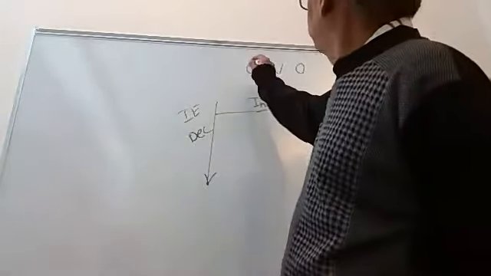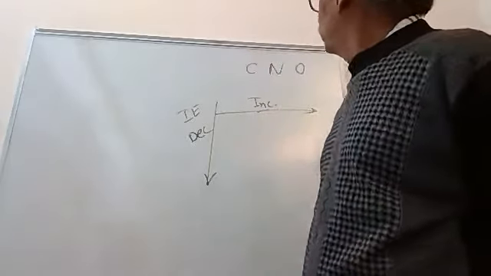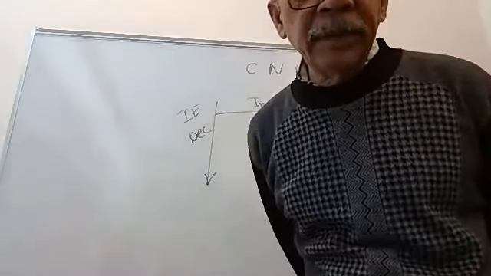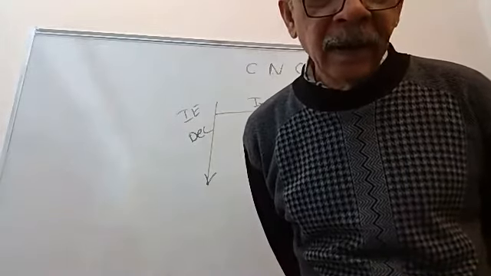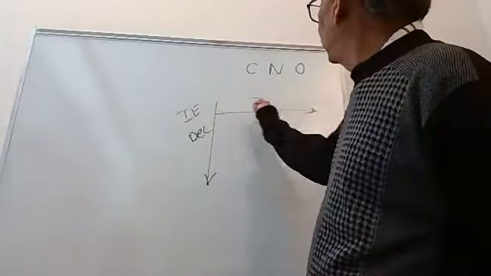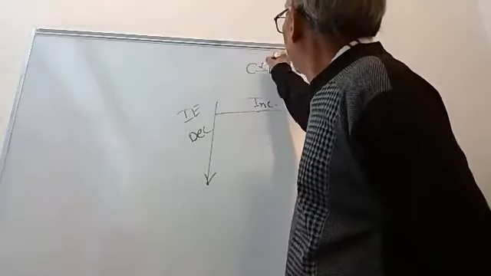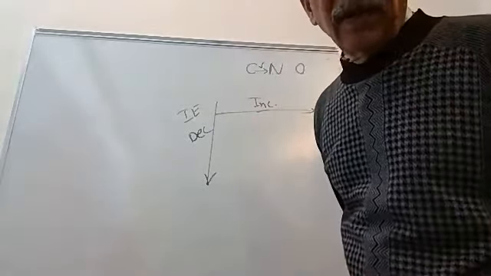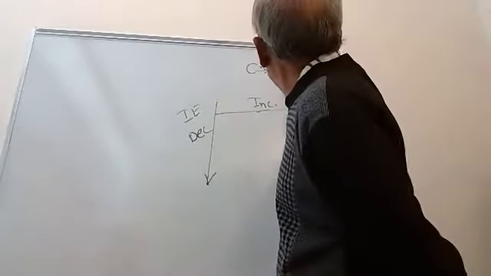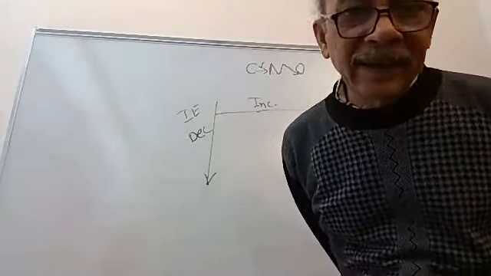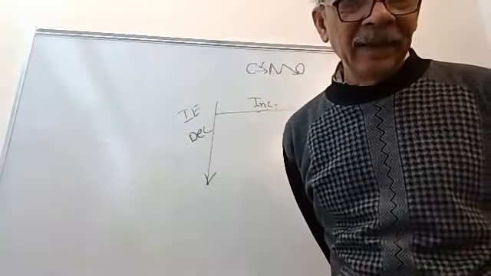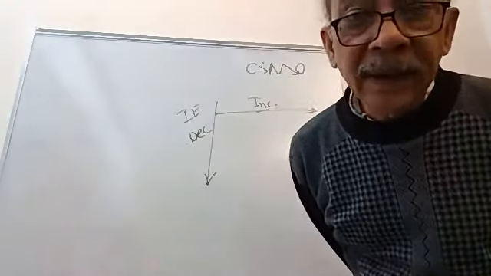So if you go from carbon to nitrogen, what should happen to the ionization energy? It should increase, correct? Yeah. So because we said it should increase, that is correct, it increases. But when you go from nitrogen to oxygen, there is a small decrease, not an increase. That's an exception. And why does this happen?